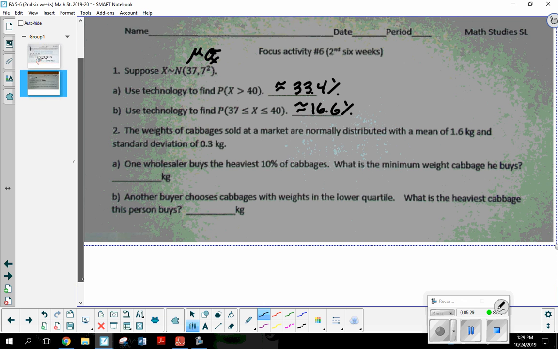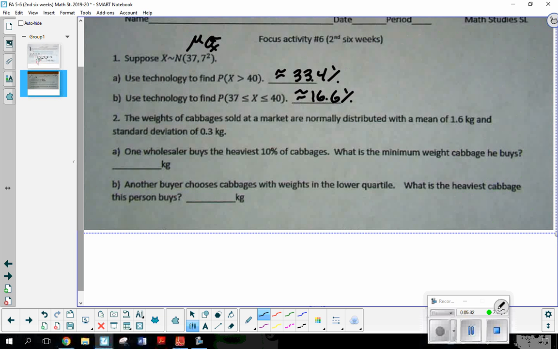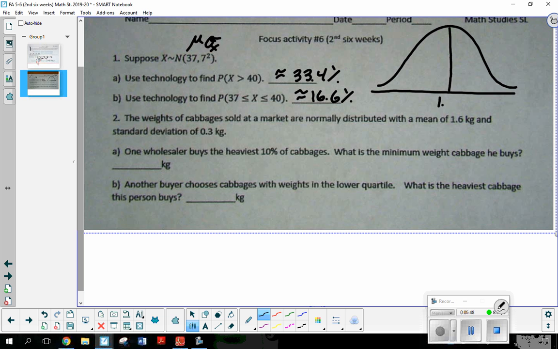The weights of cabbages sold at a market are normally distributed with a mean of 1.6 kilograms and a standard deviation of 0.3 kilograms. So, for example, this one I'll go ahead and kind of sketch one. So here's my normally distributed curve. So it tells me that my mean is 1.6.